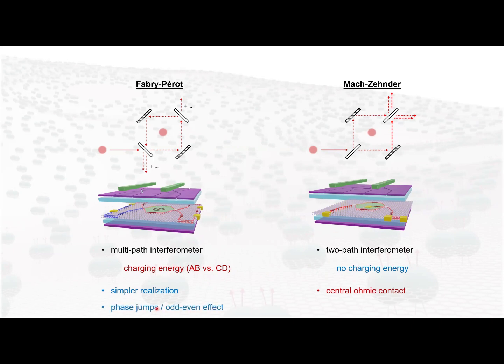But even more important, in Fabry-Perot, the manifestation of abelian and non-abelian braiding is actually very clear. It's phase jump and the odd-even effect. The braiding manifestation in Mach-Zehnder is more complicated to look at, and this is why we focused on Fabry-Perot interferometers.